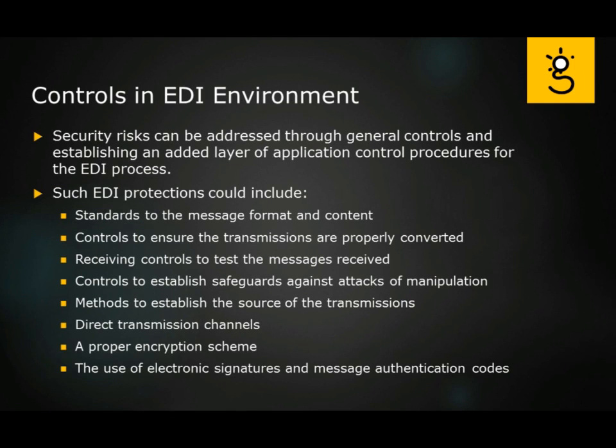The security risks in EDI can be addressed through general controls and establishing an added layer of application control procedures for the EDI process. Some examples of these controls and protections would be things like having standards for the message format and content, having controls there to ensure that the transmissions are properly converted, receiving controls to test the messages that we've received, controls to establish safeguards against attacks of manipulation, having methods to establish the source of a transmission, maybe direct transmission channels, a proper encryption scheme, and the use of electronic signatures and message authentication codes.